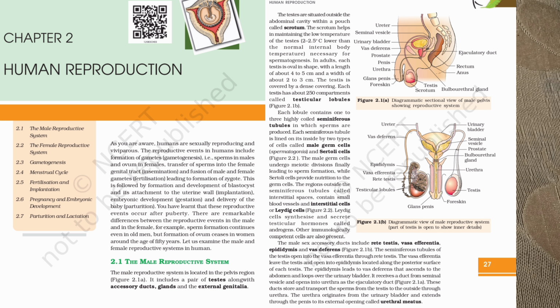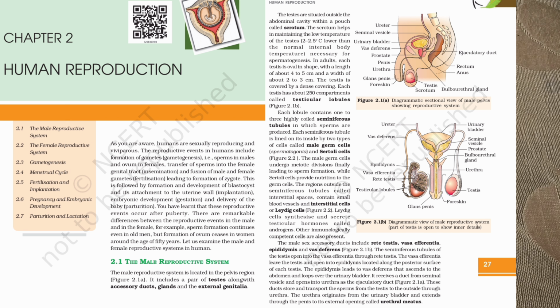You have learned that these reproductive events occur after puberty. There are remarkable differences between the reproductive events in the male and in the female. For example, sperm formation continues even in old men, but formation of ovum ceases in women around the age of 50 years. Let us examine the male and the female reproductive systems in human.